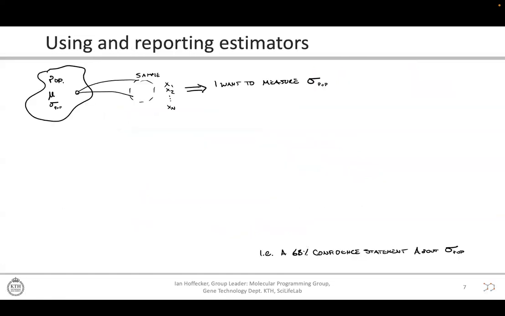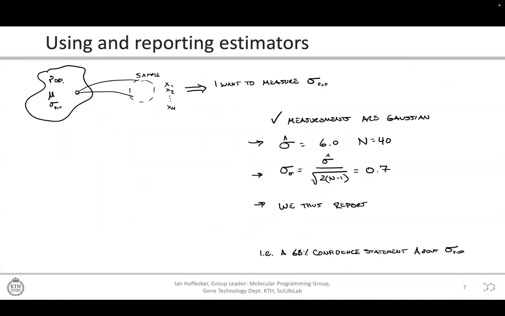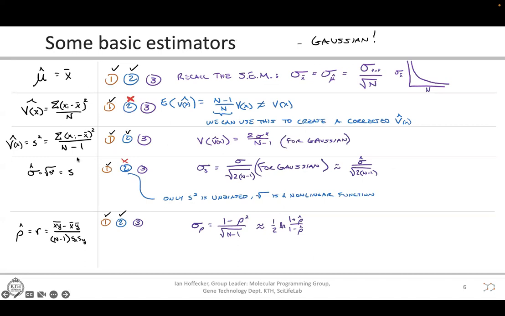Okay, so what do we need to be able to report using estimators? We have some sort of population. We have a sample that we've taken from that population, X1, X2, etc. And we want to make a confidence statement, ideally about the population. So we go ahead and use our estimator. Say we have our estimator for sigma. We go back here and use this definition, S or sigma hat.